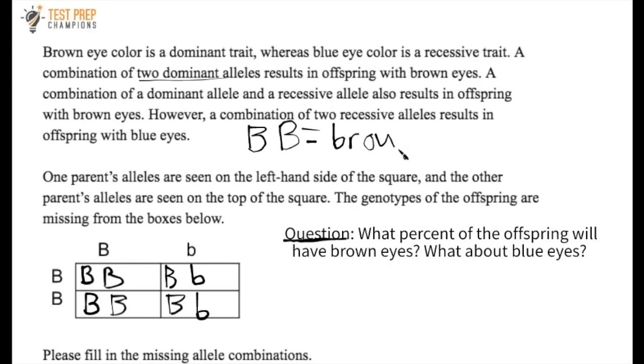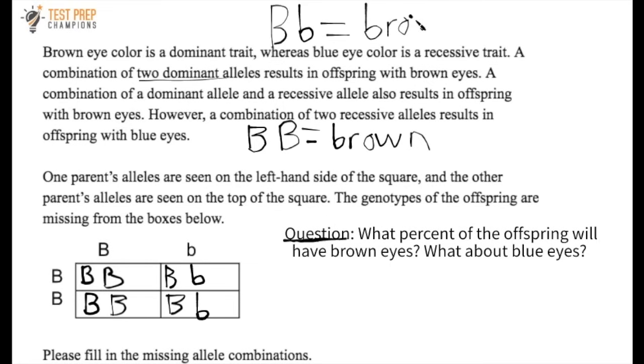All right, now, what about a combination of a dominant allele and a recessive allele? So again, dominant allele, we always write that as a big B. The recessive allele, we're going to write as a little b. All right, and so this is also a big B and a little b is also going to give us brown.